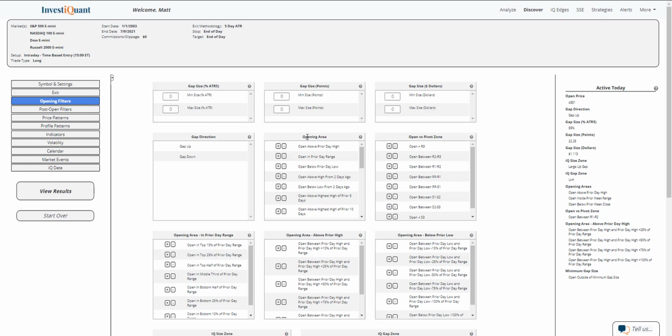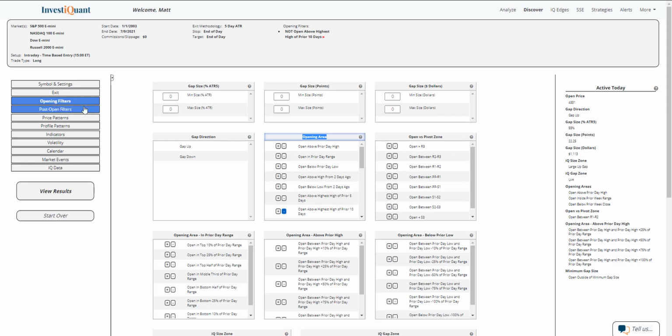To do that, I'm going to go into the opening area section. It's right here, this bottom option, where it says open above the highest high of the prior 10 days. So we did not do that today. I'm going to hit a minus sign there. That makes it a not statement. So this will be specifically looking at any day that did not open at a 10-day high.